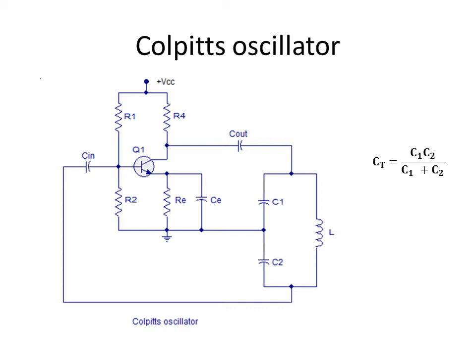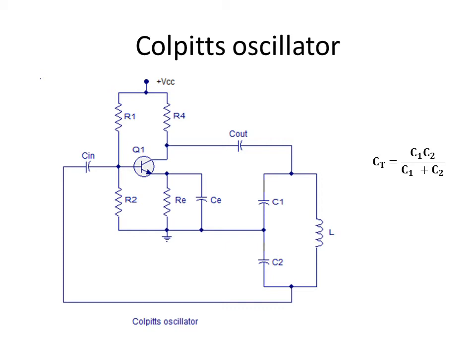So tank circuit means whenever you have got a capacitor and an inductor which are connected in parallel, that will be the tank circuit. So in this case, the tank circuit is the series combination of C1 and C2, which is connected parallel to L. So that is the modified tank circuit.